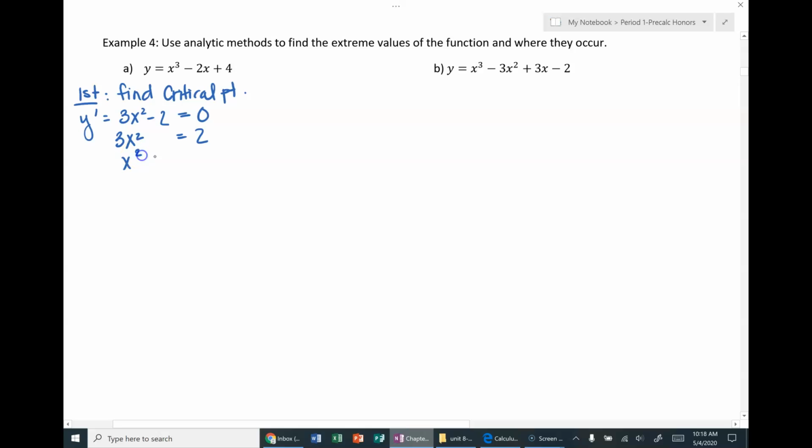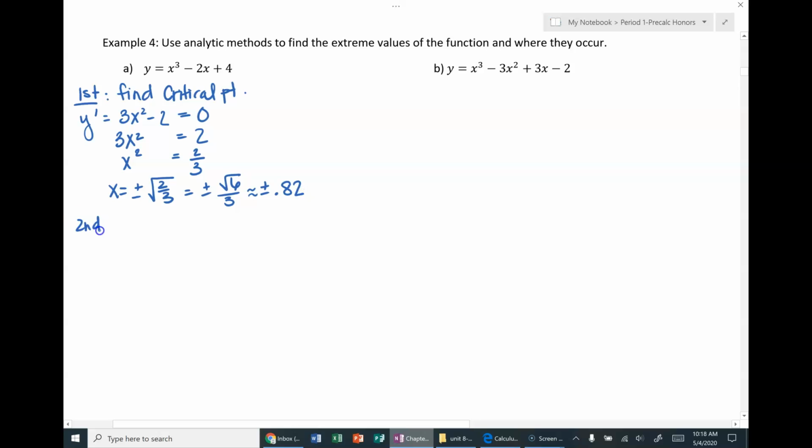Divide both sides by 3. So x squared equals 2/3. Then we're going to take a square root. So x equals plus or minus square root of 2/3, which is plus or minus square root of 6 over 3. And if we were to use our calculator, it's plus or minus about 0.82.